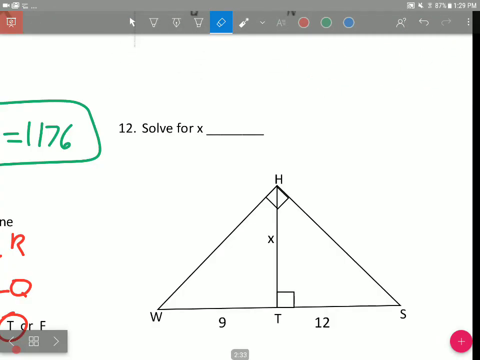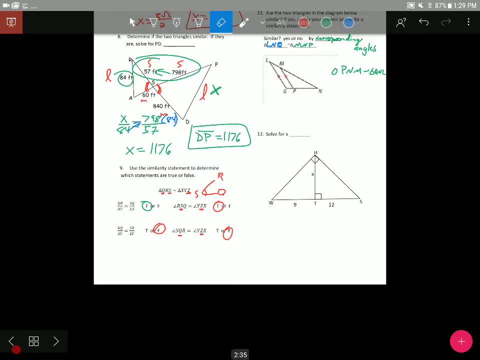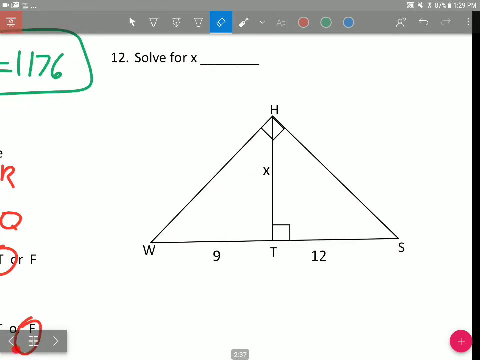Number 12. Solve for x. Is this the last one on the page? Yes. Oh, this is the heartbeat rabbit. Again, this is a right triangle, right there, with an altitude forming a perpendicular line. So this follows the heartbeat rabbit.